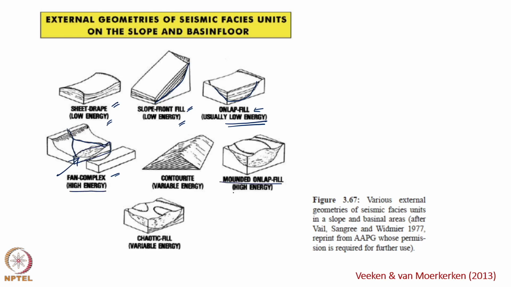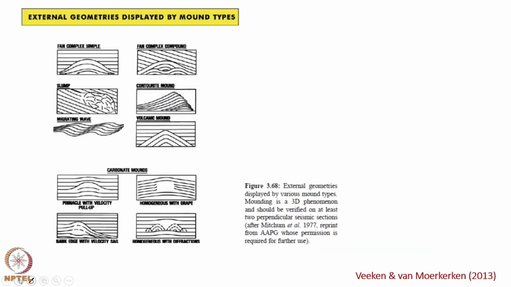Mounded onlap fill indicating high energy condition would be reflected by this kind of seismic profile shown within this portion. The chaotic fill can be found where we do not see pattern in this vertical section and also in that vertical section. The external geometries displayed by the mound types: fan complex, and it is simple. Slump geometry, this is the place of this slump where we do not see any pattern within this portion. Haphazardly oriented materials will be there. Fan complex and compound geometry.